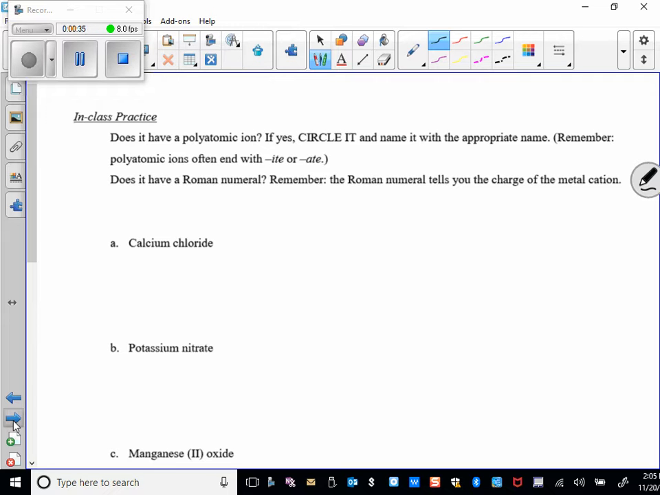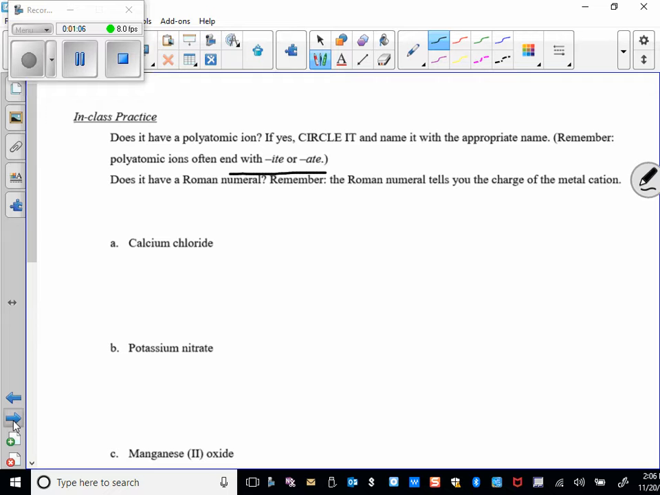How would you know if it has a polyatomic ion? What will the name end with if it has a polyatomic ion? It will end with an ate or an ite. Otherwise, what will it end with? Ide. Right? Hydroxide is the only exception that's polyatomic and ends with an ide. But all other single elements end with an ide. Are we good?